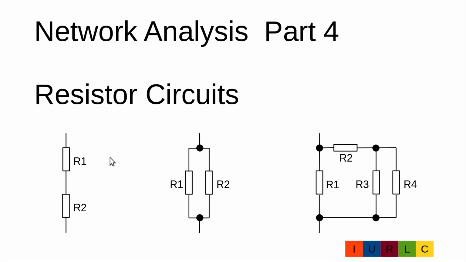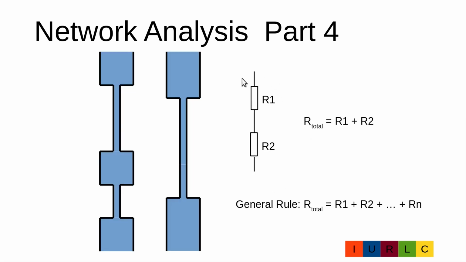Today we want to talk about the series connection of resistors, the parallel circuit, and a network with a lot of resistors and how to calculate them. First we want to talk about the series connection of resistors. Here we have R1 and R2, and the total resistance is the resistance of R1 plus the resistance of R2.